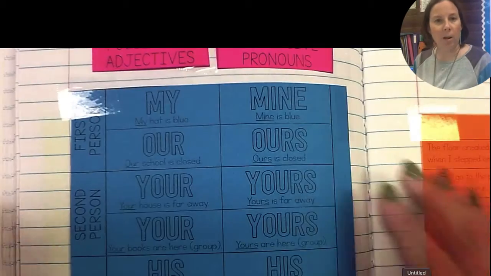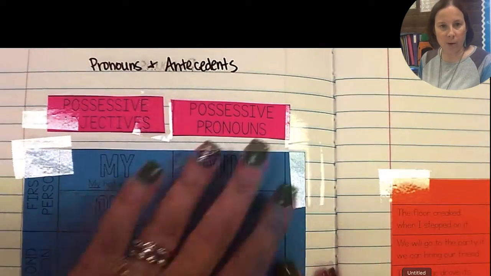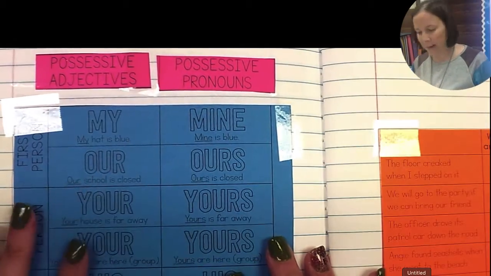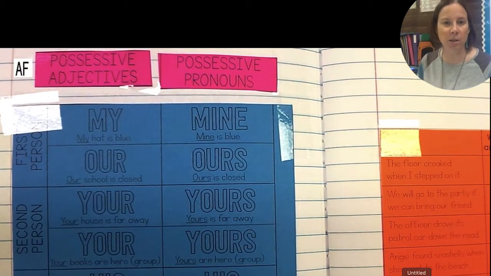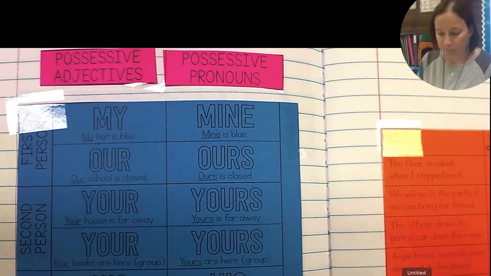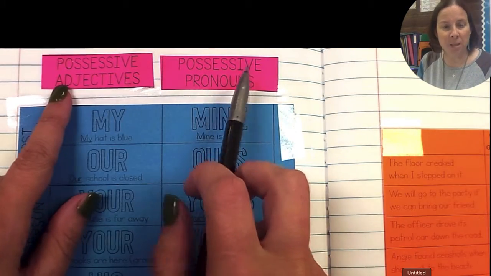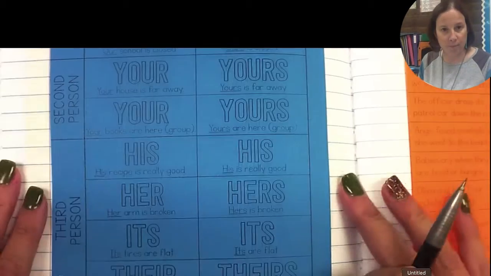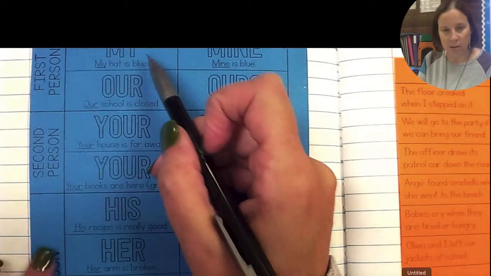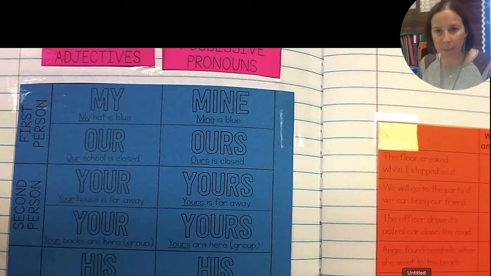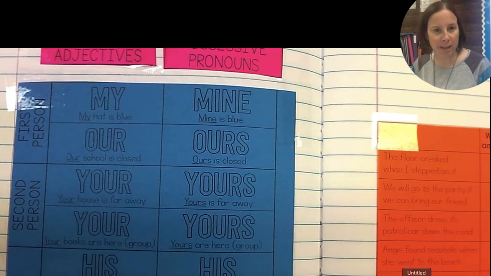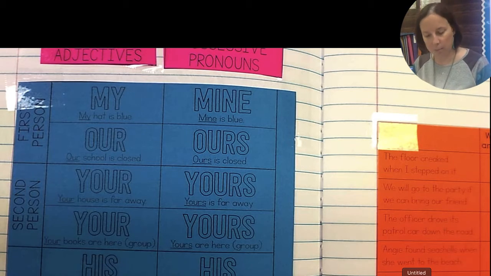Okay, so on this next page, it does what I have over here, which really isn't the antecedent situation. This is just some more information on our possessive adjectives versus possessive pronouns. So it's got that first person, second person, third person, and then it's also got our singular and our plural. But I kind of want to just show you the difference, okay? You've already taken notes on adjectives, and now you're taking your notes on pronouns.